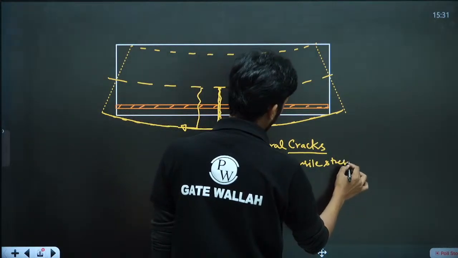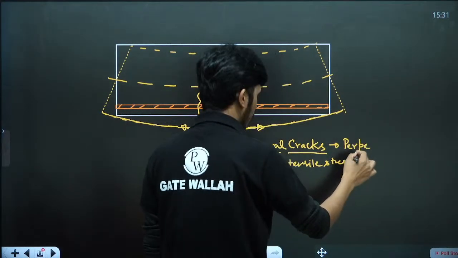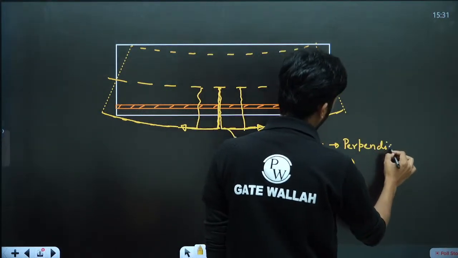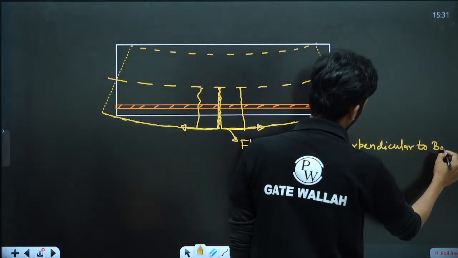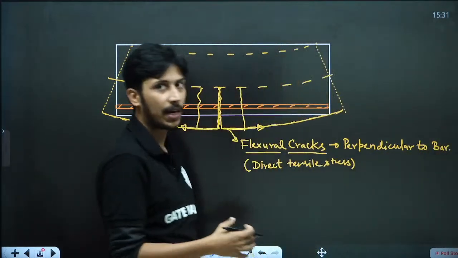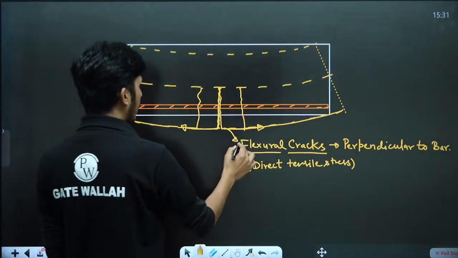And these cracks are perpendicular to the length of bar. Perpendicular to bar. Bar means bar length. Whenever we say that it is perpendicular to anything, it means its biggest dimension. Its biggest dimension is length. It is perpendicular to the length of the bar. Okay, these are the flexural cracks.